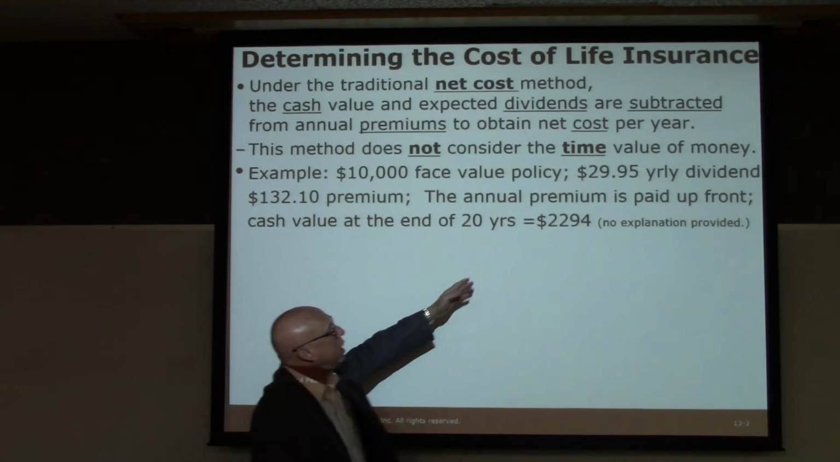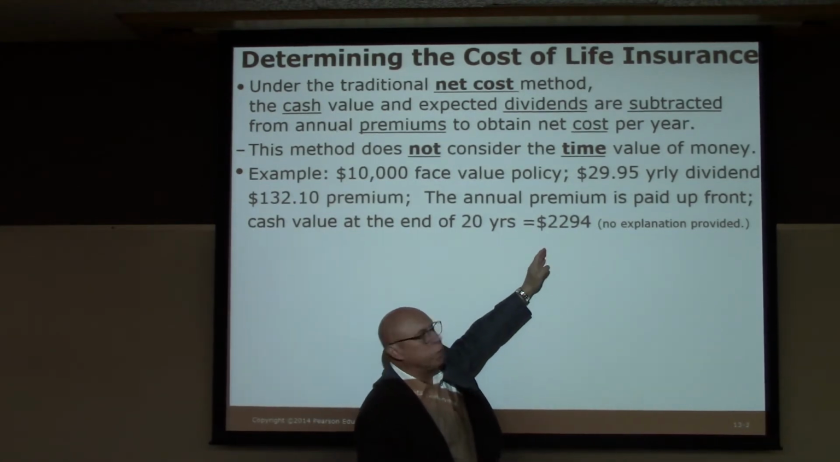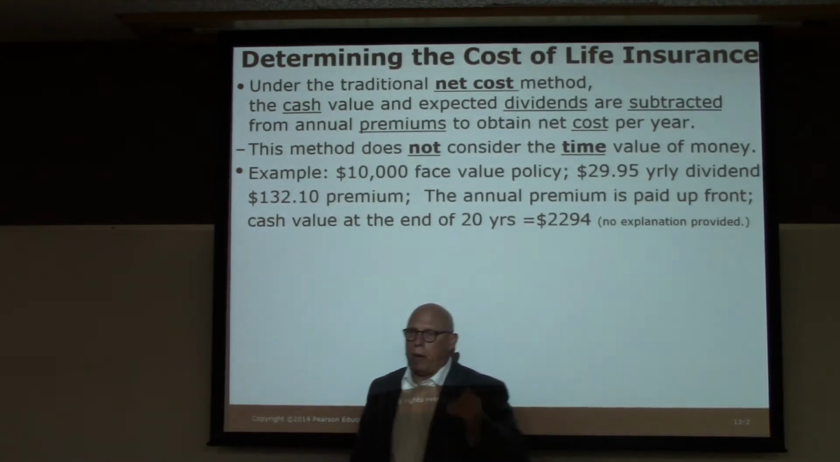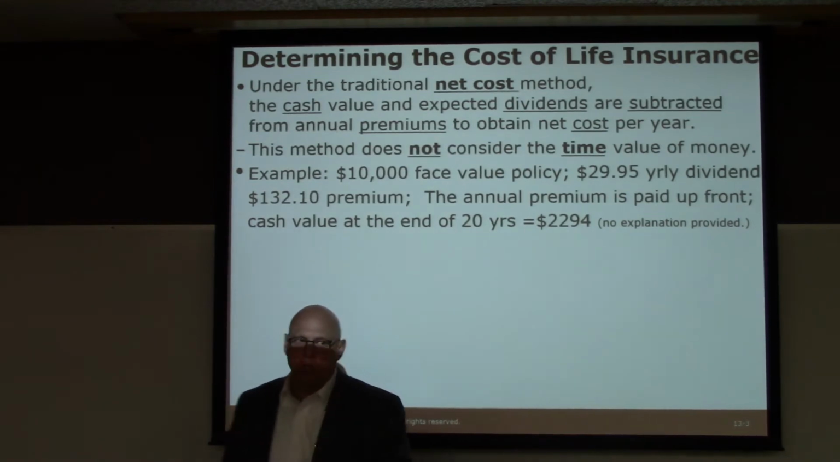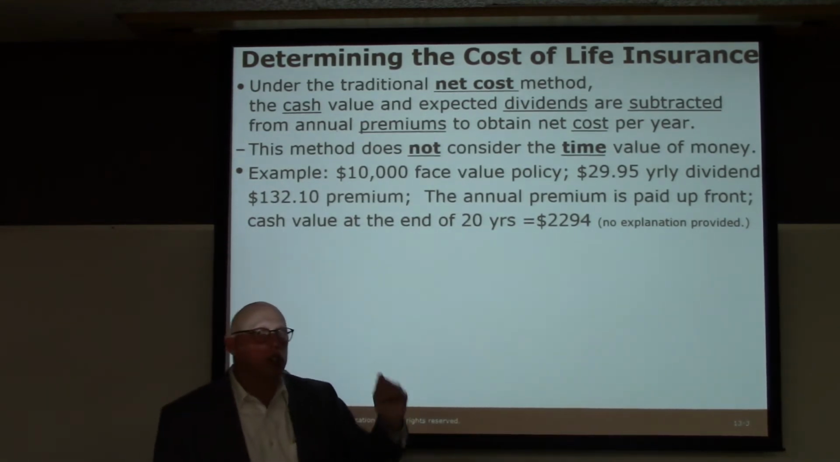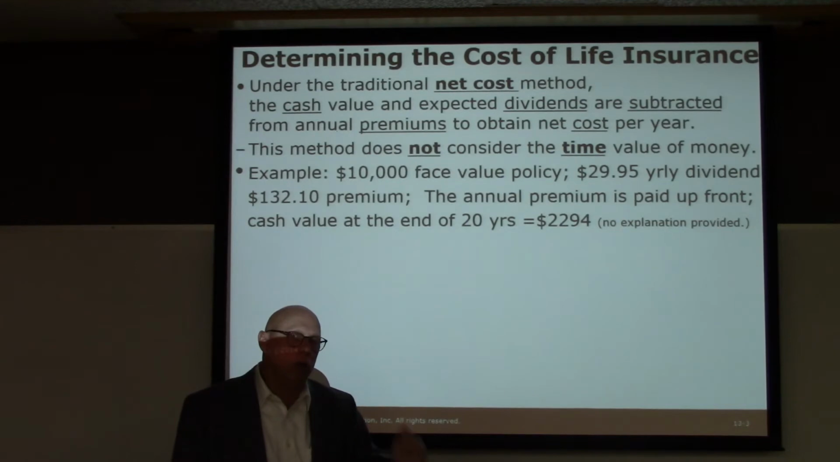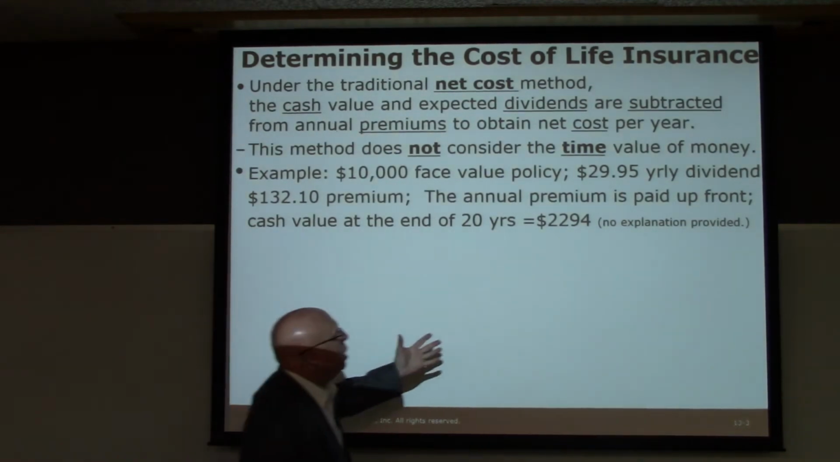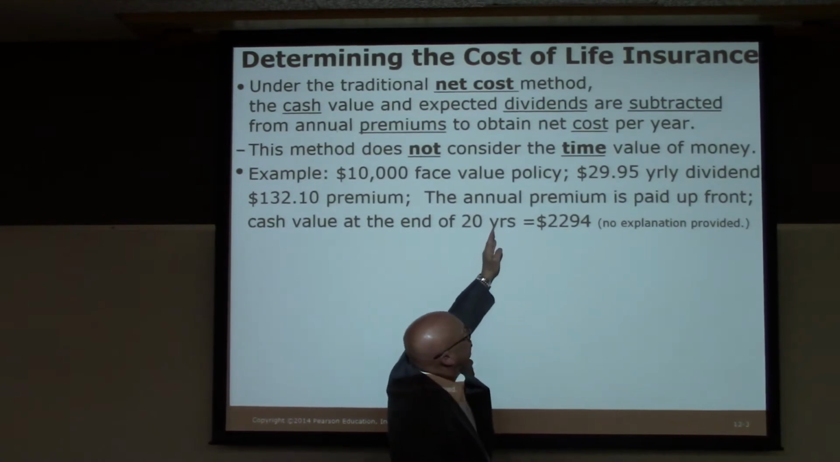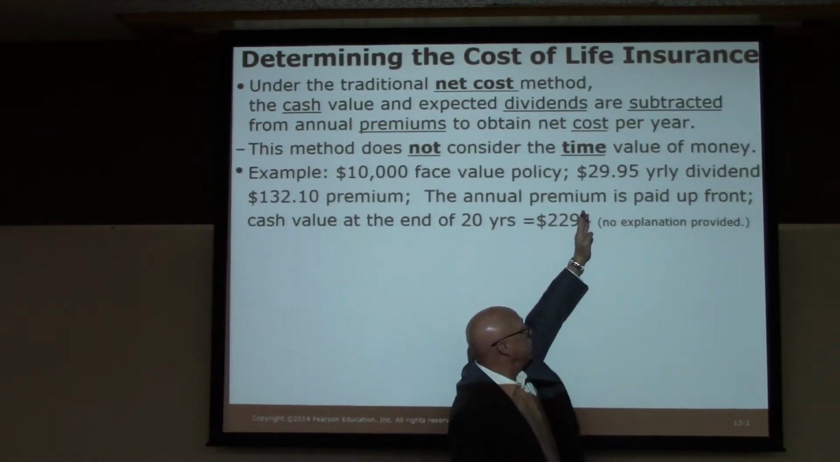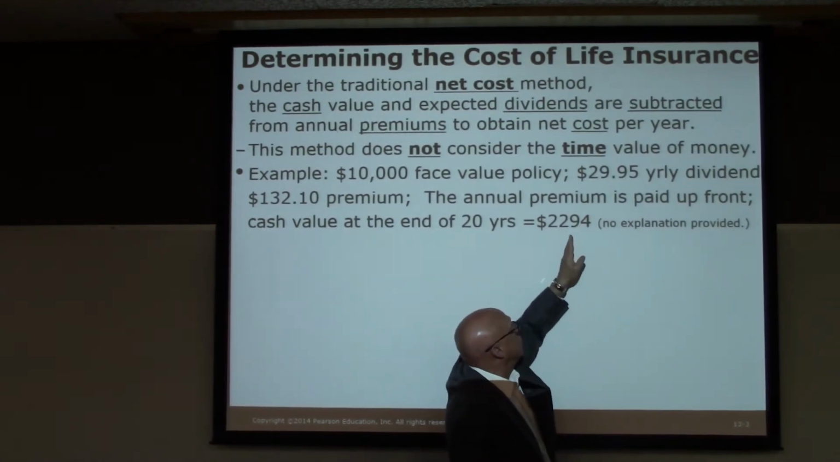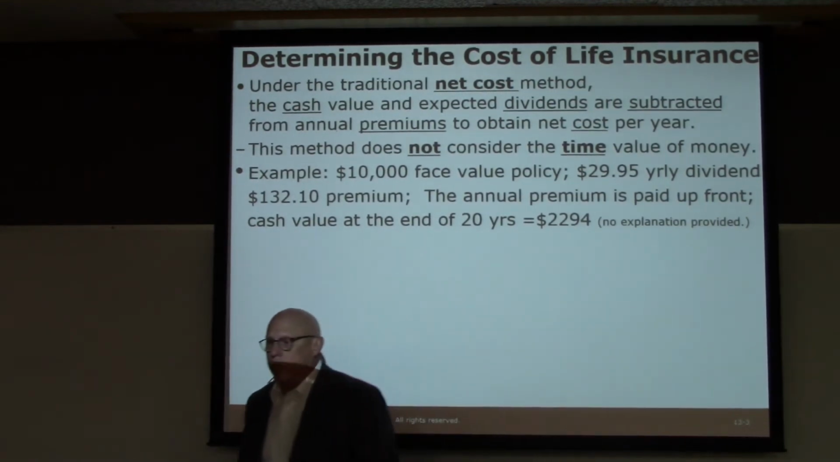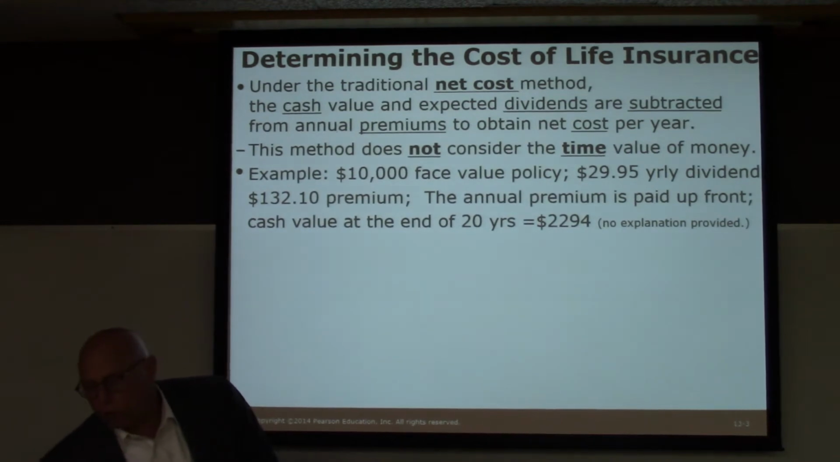Of course, this cash value at the end of 20 years is the difference between what you actually paid for your coverage and what was contributed into your accumulation account. Okay? But anyway, so what they're saying is you pay in $132.10, you get back $30 each year, and also at the end of 20 years, you get back $2,294. That's your surrender value.